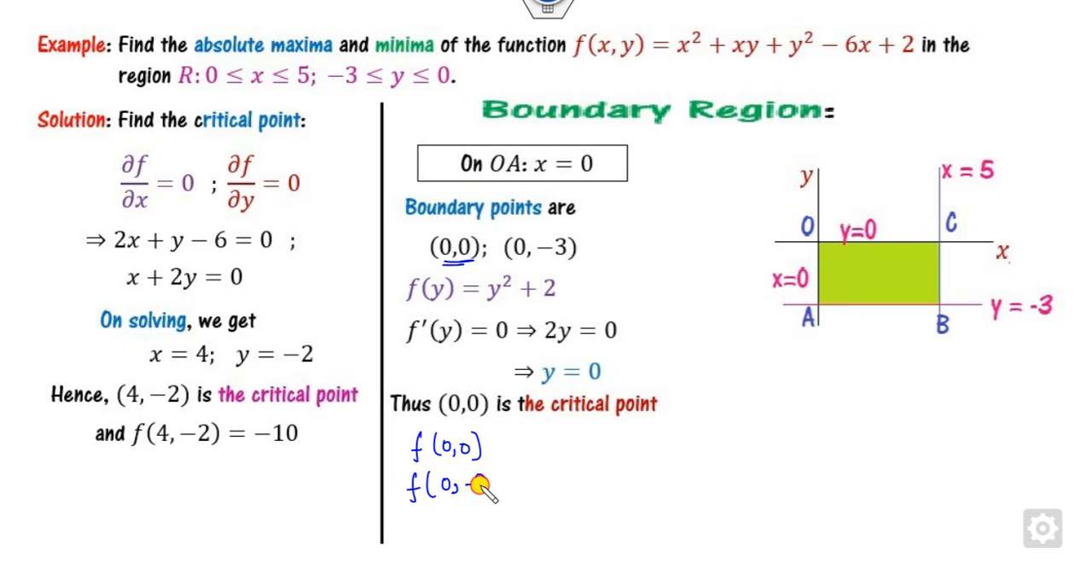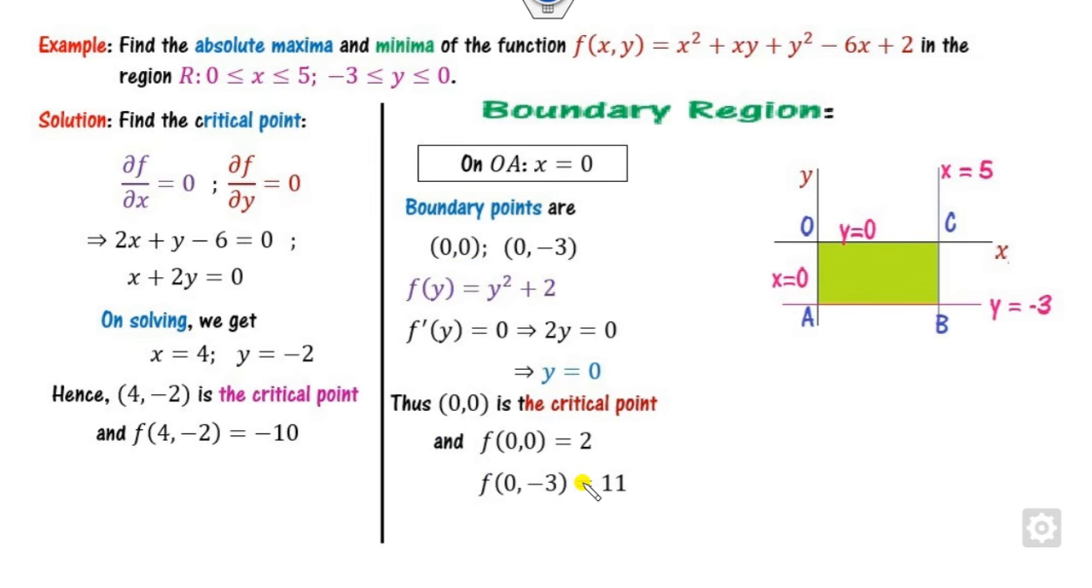So there is no need to write again. You can either write here, or you can substitute directly. In this case y is 0, so the answer is 9 plus 2, which is 11. Now this is for the line OA. Now we can check the line AB.